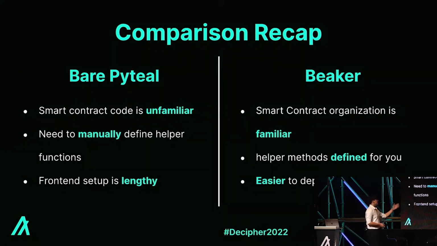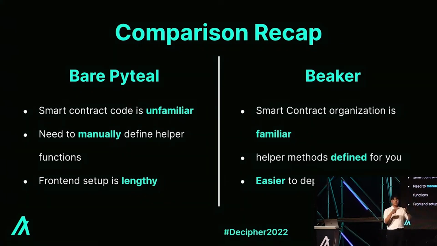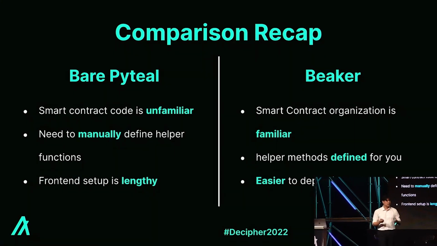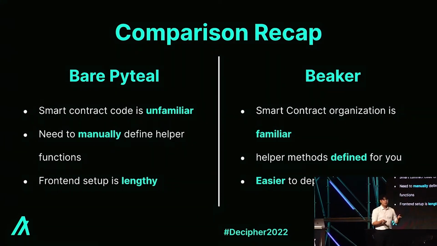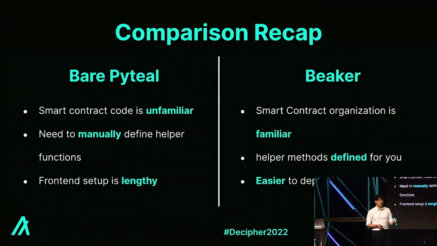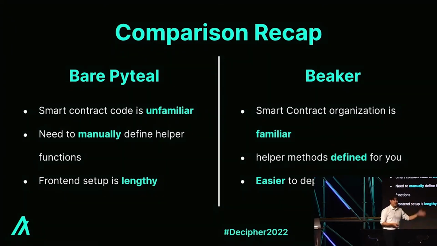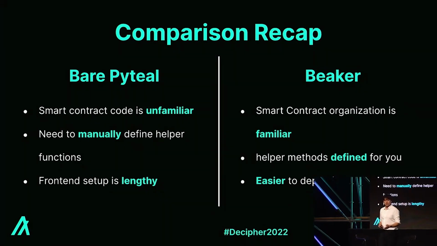Now with Beaker, the smart contract organization was very familiar. It's like a Python class. The helper methods were defined for you just to use right out of the box. So it was much easier to deploy and call your smart contract.